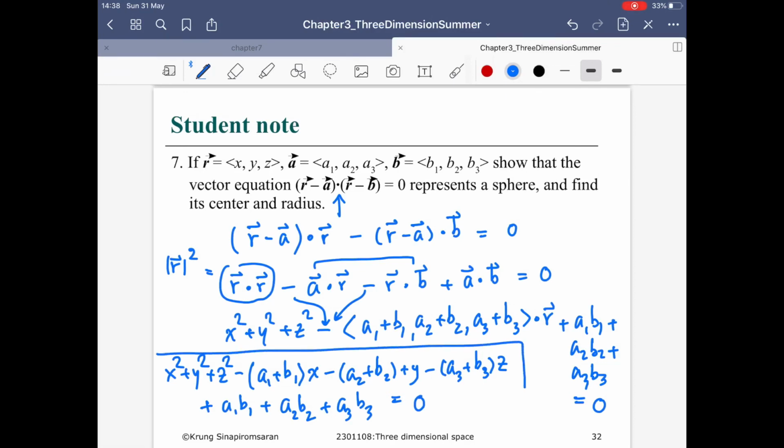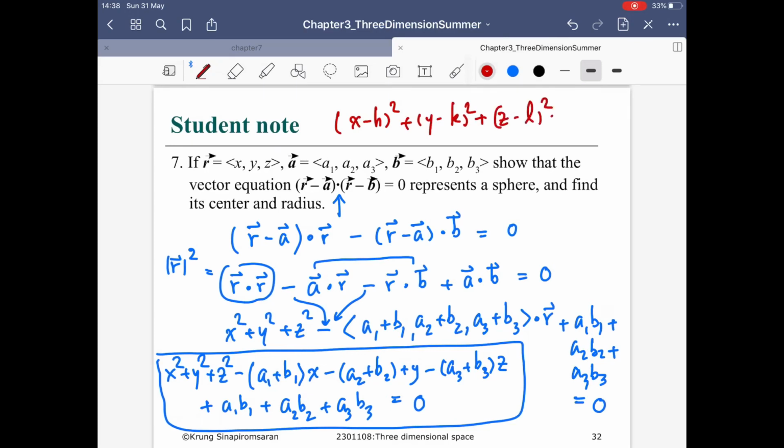So what you need to do to continue this problem is change this into the form of x minus h squared, y minus k squared, and z minus l squared equals r squared, in order to make it represent a sphere. So you are going to look at the x squared with the x terms, to make it a completed square, and the y squared with the y, the z squared with the z. So if you want, you can continue this problem by using the completed square.